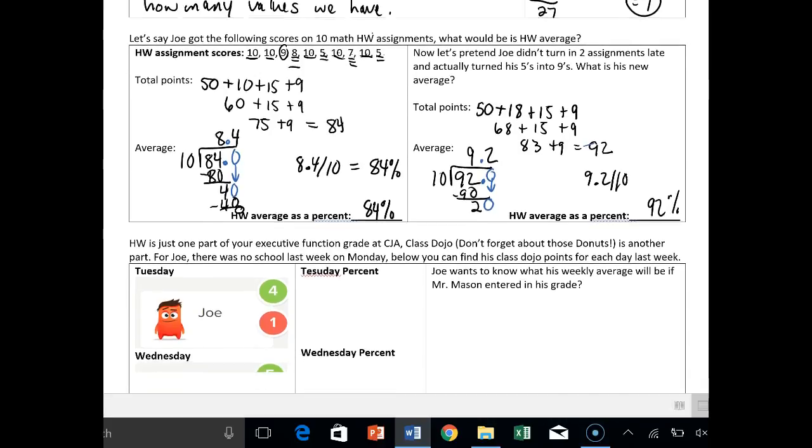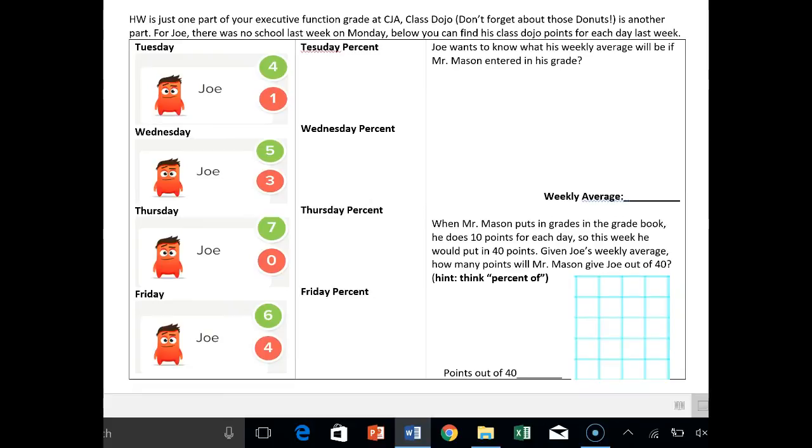So that's why we say it's so important to get your homework in, and homework in on time. All right. So homework is just one part of your executive function at CJ. Class Dojo, don't forget about those donuts, competition, is another part. For Joe, there was no school last week on Monday, but you can find his Class Dojo points for each day last week, right? So first of all, sorry, this should say Tuesday.